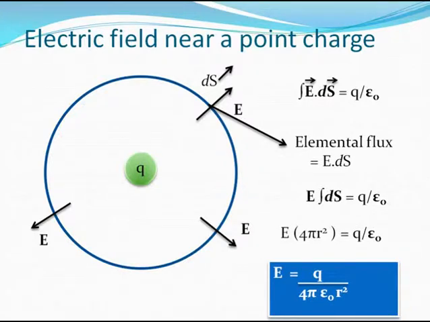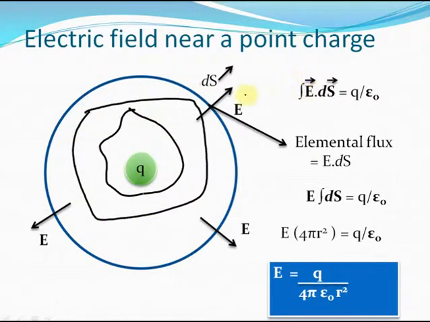So thus we have derived the electric field expression for a point charge using Gauss's law. Why did we consider only a spherical Gaussian surface in this case? After all, Gauss's law states that the net flux passing through any surface is q by epsilon naught. So why didn't we take a surface like this or a surface like this? We could have done that. We didn't do that because it was easy to calculate the electric field by taking a spherical Gaussian surface here.